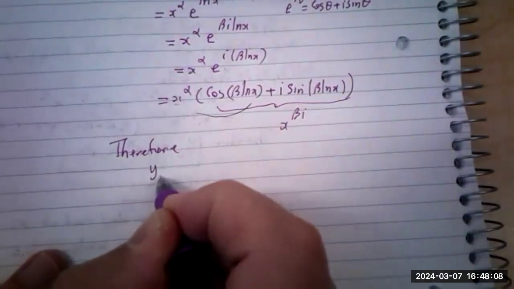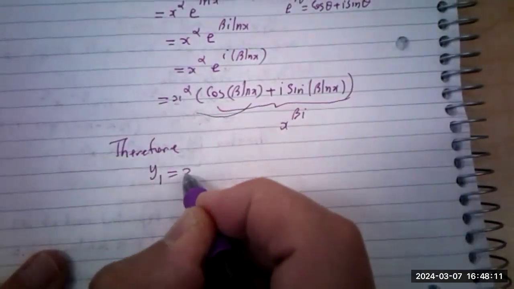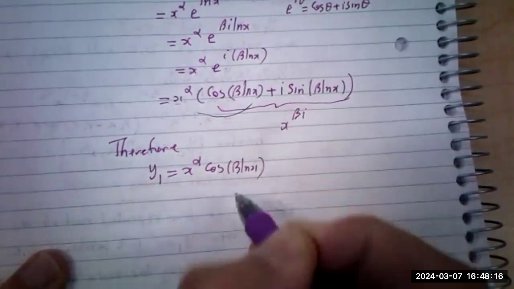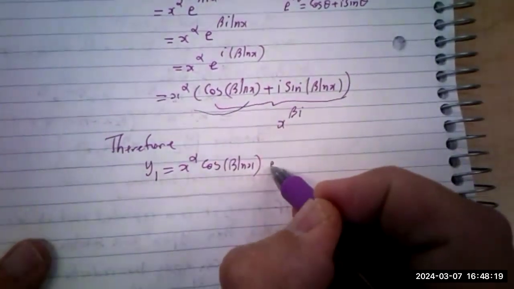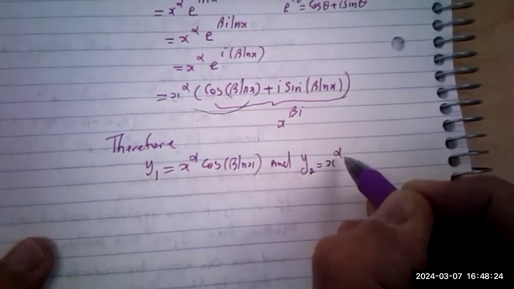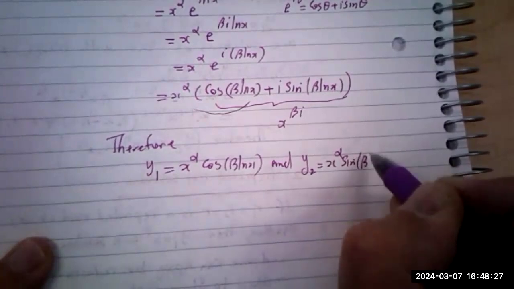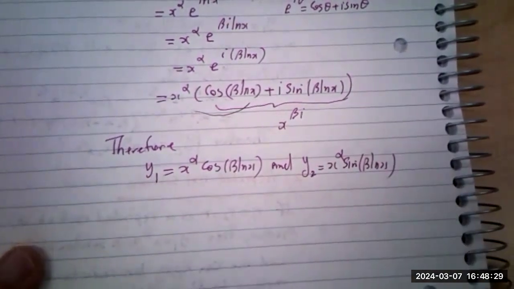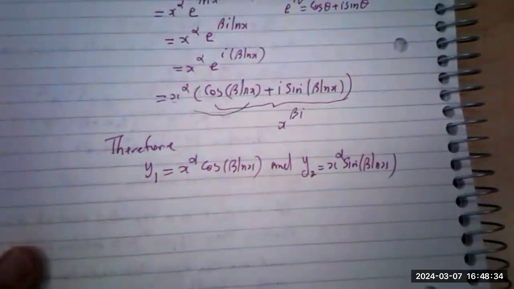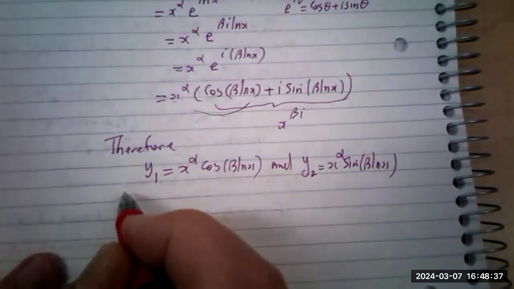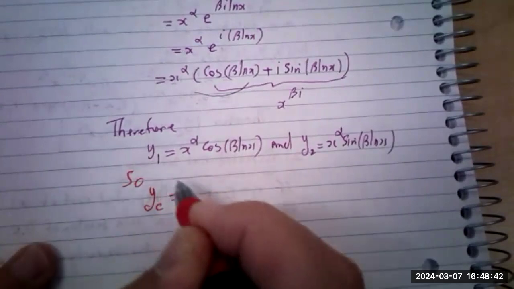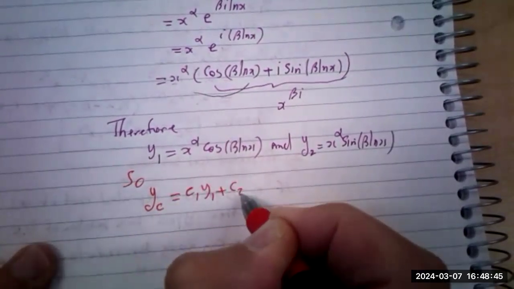You can consider your y1 in this form to be x to the alpha cosine of the beta ln x. It's going to be one of the solutions, and you consider your y2 to be equal to x to the alpha sine of the beta of ln x. Because this is your C1 and the other one is C2, both of them are going to be the same. And this is going to be a general solution now. So yc is going to be c1 y1 plus c2 y2.